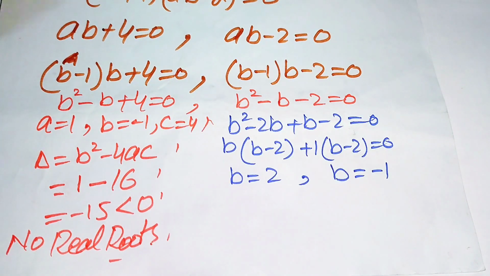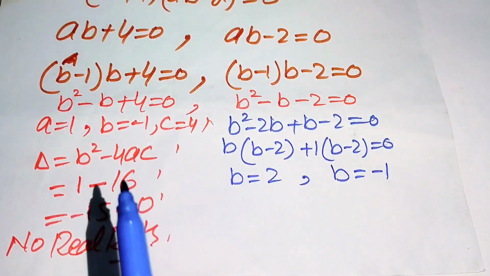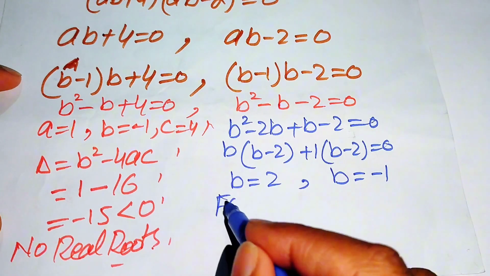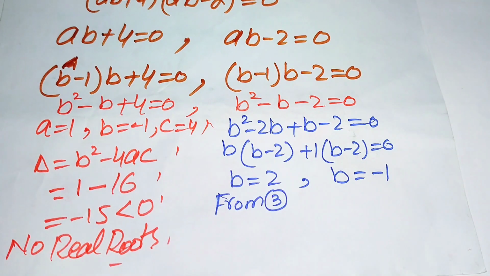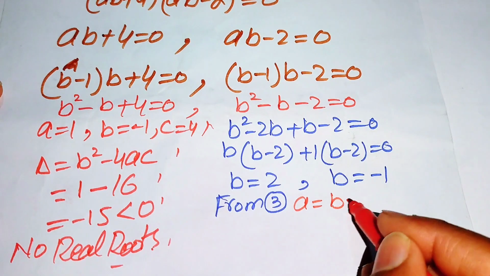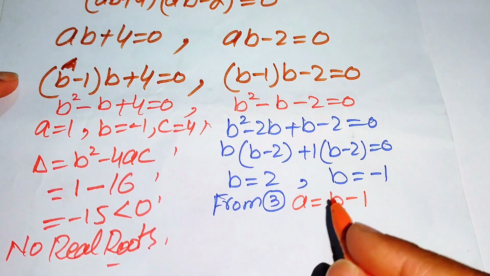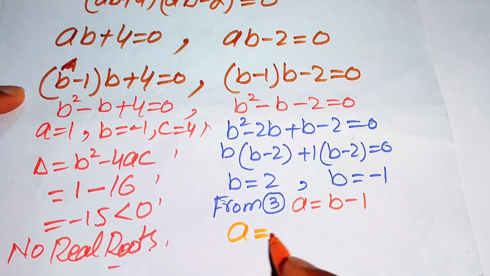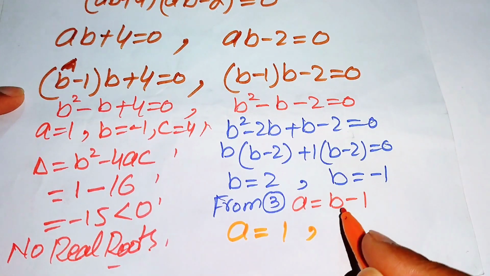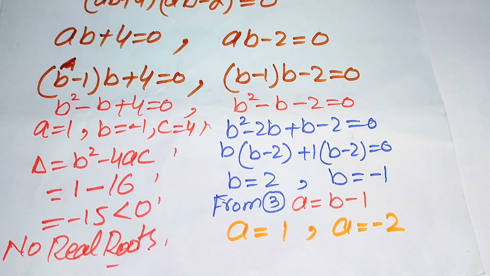And now we put the value of b in equation number 3 and we get the value of a. So from equation number 3, a equals b minus 1, and now we put both values of b here, and when you put b equals 2, then you get a equals 1, and when you put b equals minus 1, then you get a equals minus 2.